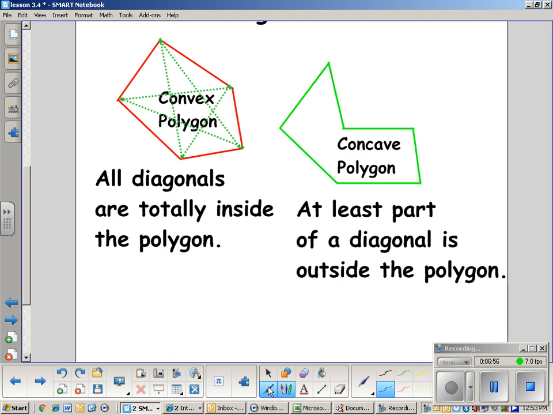Anyway, if part of it's outside the polygon, it's not convex, it's concave.